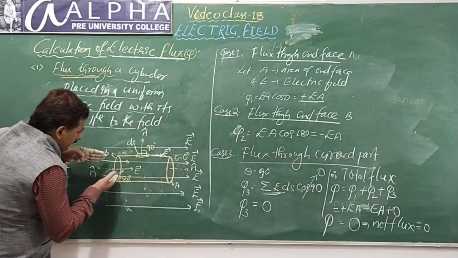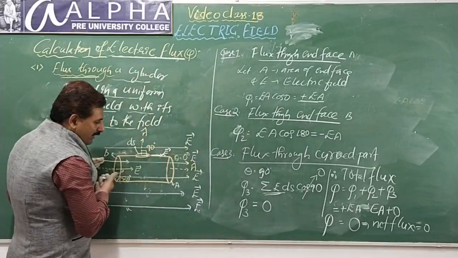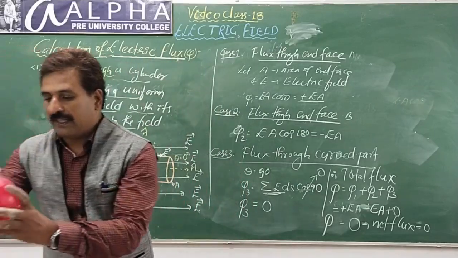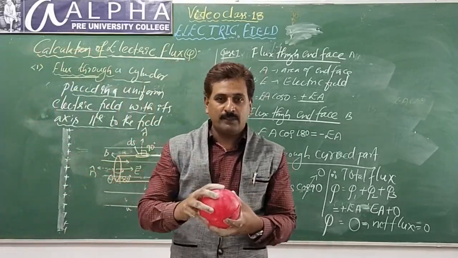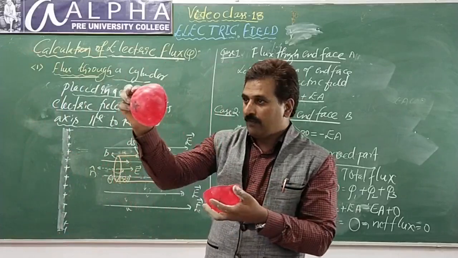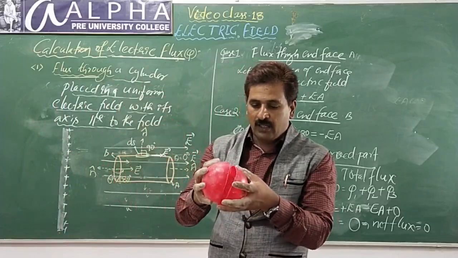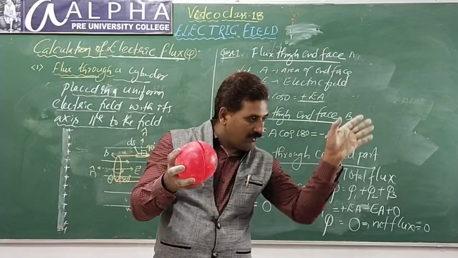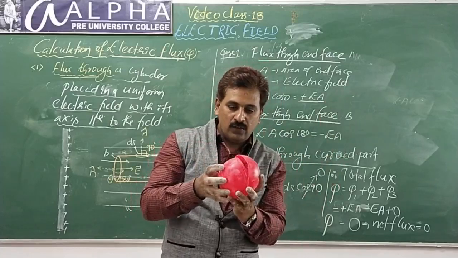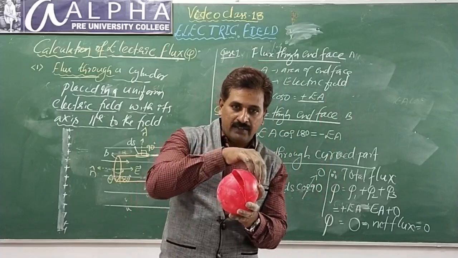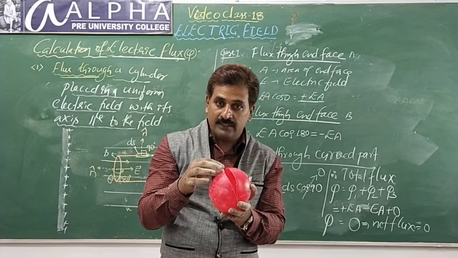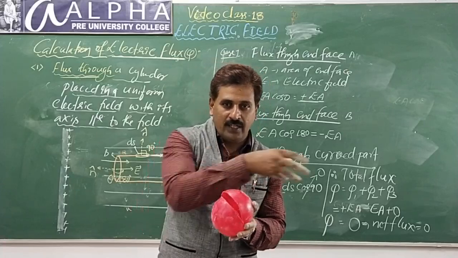Whatever the flux that enters will leave. Like this, the light that is entering this hemisphere from that direction will be leaving this way. So there is no extra light adding, and there is no loss of light. Net flux 0 because whatever that enters will leave.